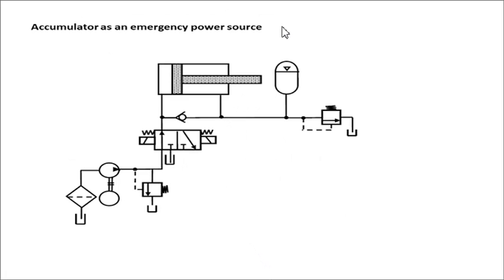Then the accumulator can also act like an emergency power source. In this particular circuit, this actuator will expand, and during the expansion, the fluid which is trapped at the rod end side of this cylinder is charging the accumulator, and then it has to pass through a pressure relief valve. Now suddenly, if this pump fails to supply, then there may be chances that the load will overrun.